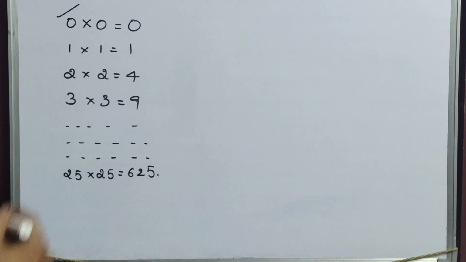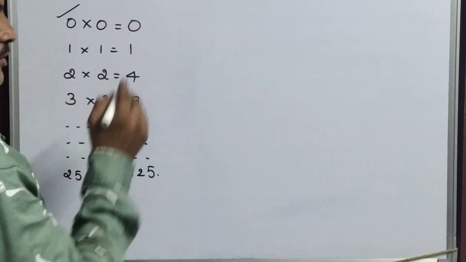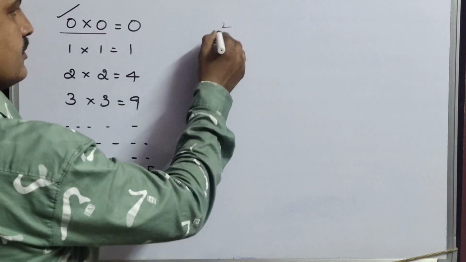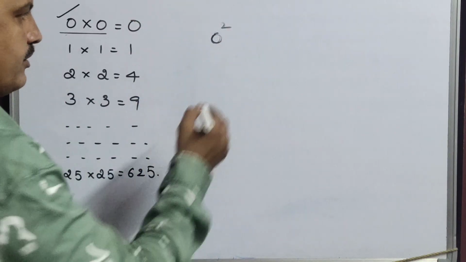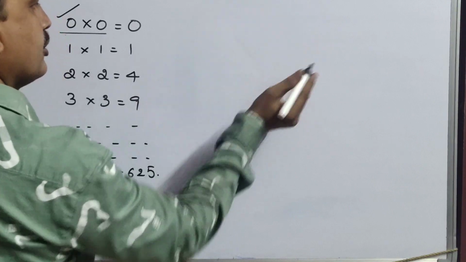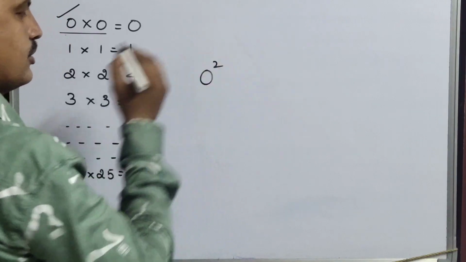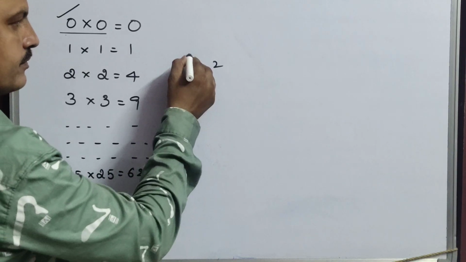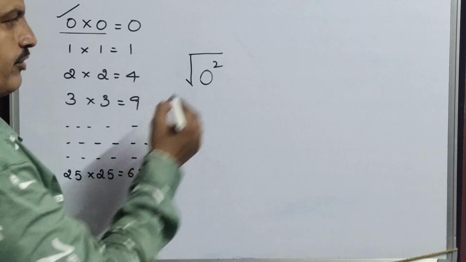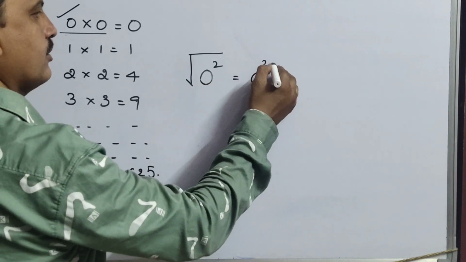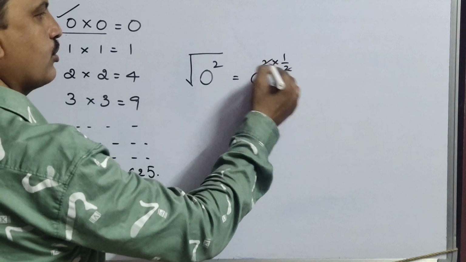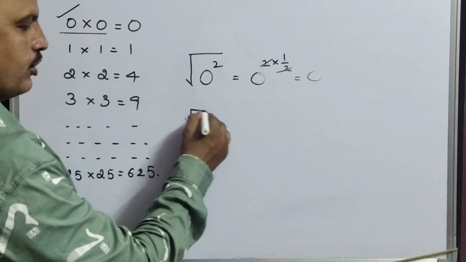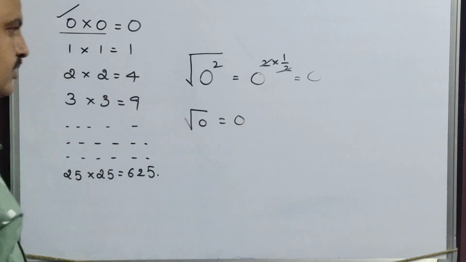See here, 0 into 0 is 0. That means 0 into 0 is nothing but 0 square, right? 0 square. If you find the square root of 0 square, how will you find it? 0 square whole power 1 by 2. So the 2s get cancelled, and we get 0. That means the square root of 0 equals 0.